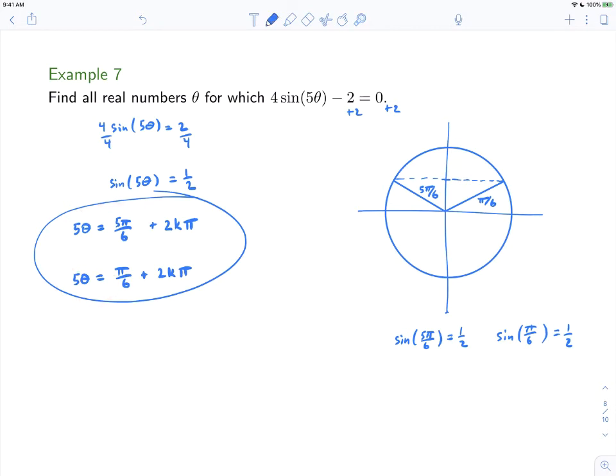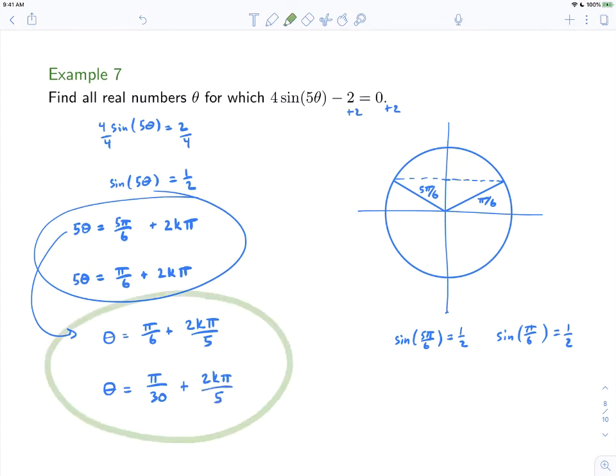So for the first one, we divide everything by 5, and we have that theta is equal to pi over 6 plus 2k pi, divided by 5. And the second one is theta equals pi over 5 times 6, which is 30, plus 2k pi over 5. And that's our answer, where again k is any integer.